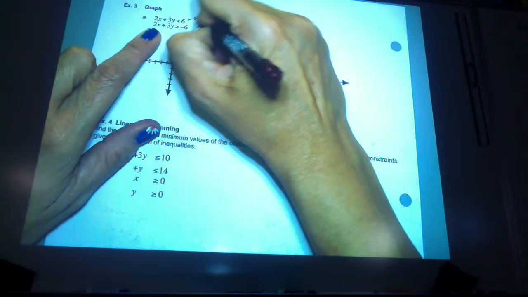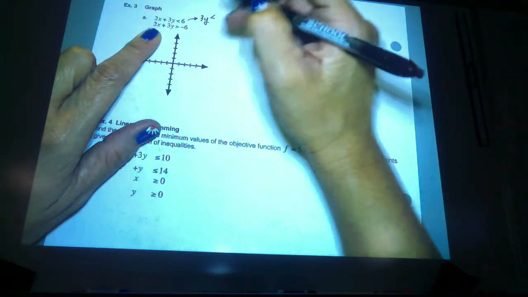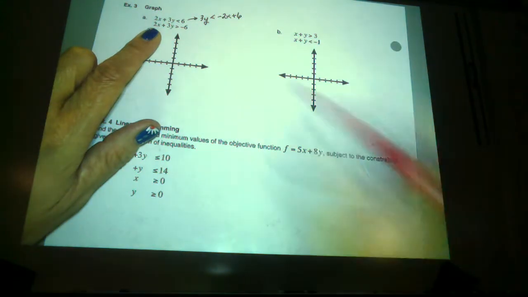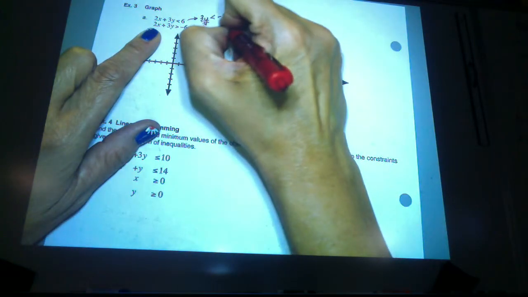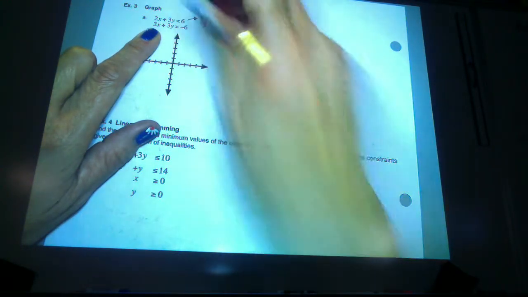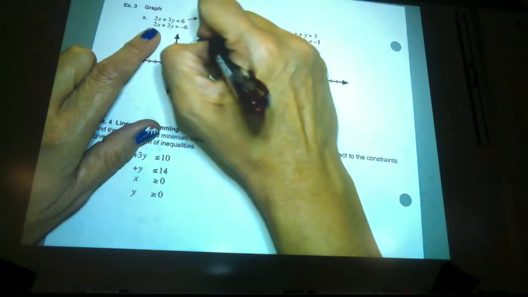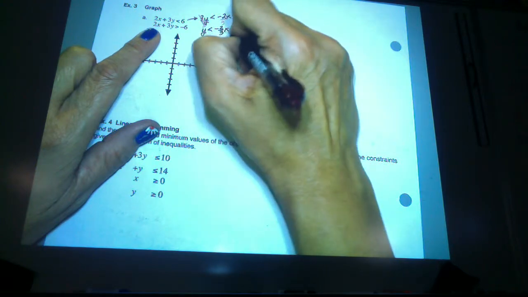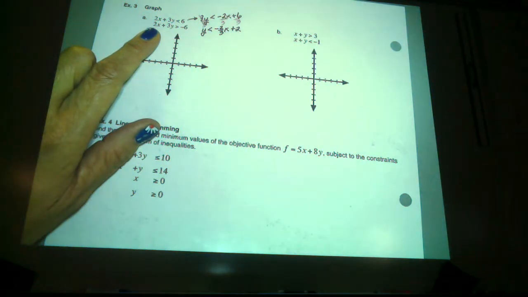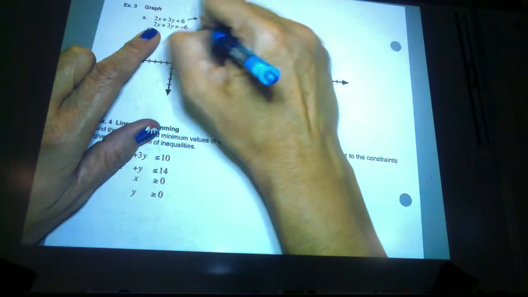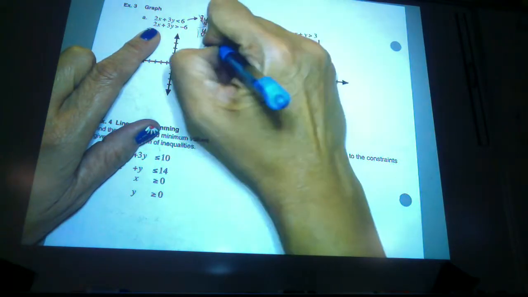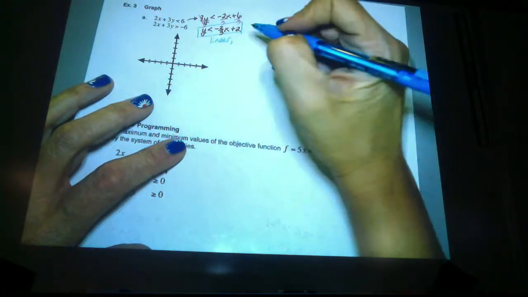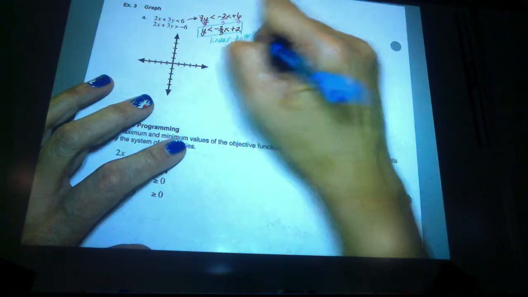So we get 3y is less than negative 2x plus 6. And divide by 3. We don't flip the sign, I didn't divide by a negative. So I get y is less than negative 2/3 x plus 2. What kind of a graph is this? It's a line. So this is linear, solid or dotted? Dotted. What is b?